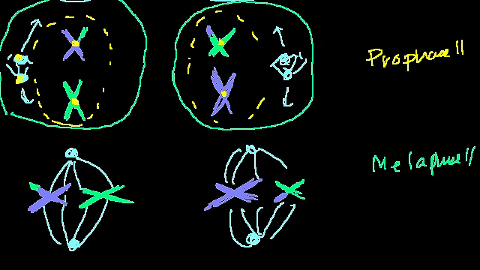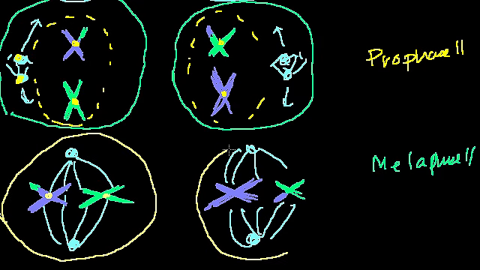Some of these spindle fibers have been attached to the centromeres, or the kinetochores that are on the centromeres that connect these 2 chromatids, these sister chromatids. And of course, we don't have a nuclear membrane anymore. And these are, of course, 2 separate cells.